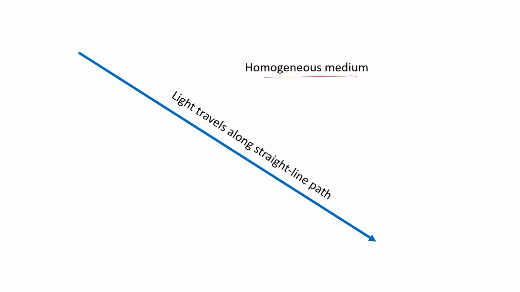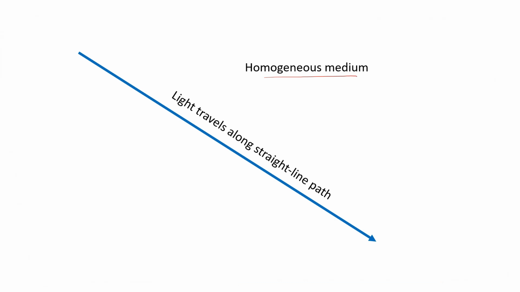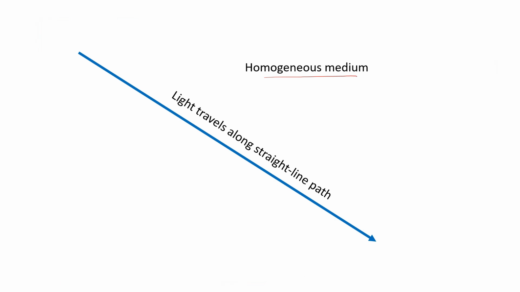Homogeneous medium means a medium in which the properties remain the same, or we can say the refractive index of the medium remains the same. We will discuss what refractive index is in our coming slides. Okay, at present, we just see that the light ray travels in a straight line path in a homogeneous medium.